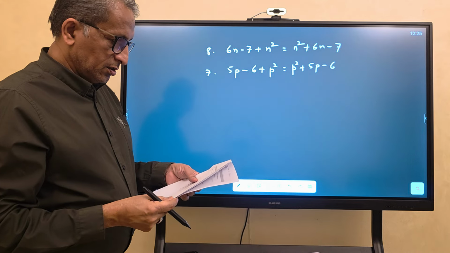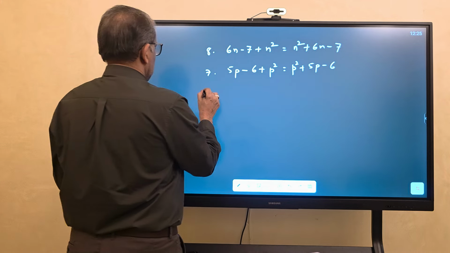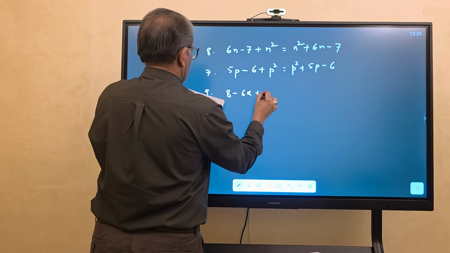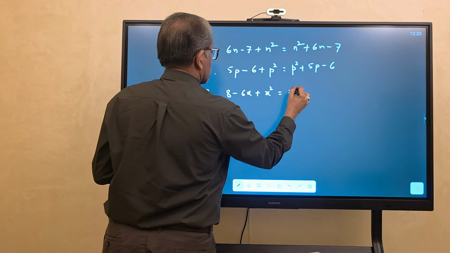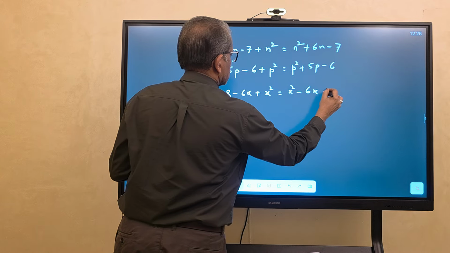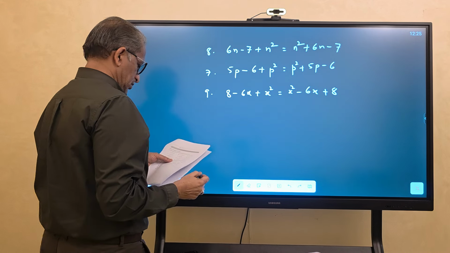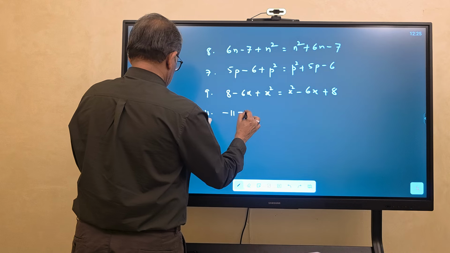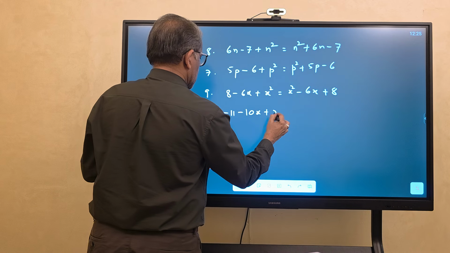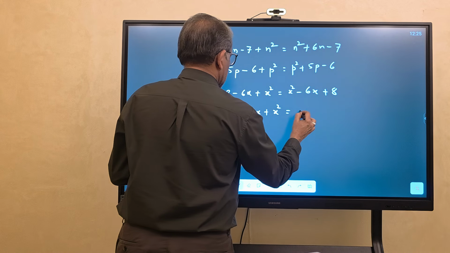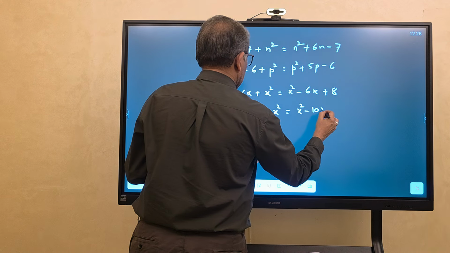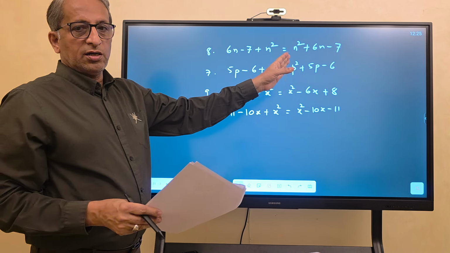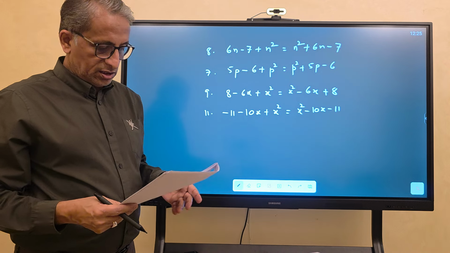Then question number 9. You see, 8 minus 6x plus x square. First x square minus 6x plus 8. Then minus 11 minus 10x plus x square. That means x square minus 10x minus 11. So this way you write the trinomial in order and then continue.